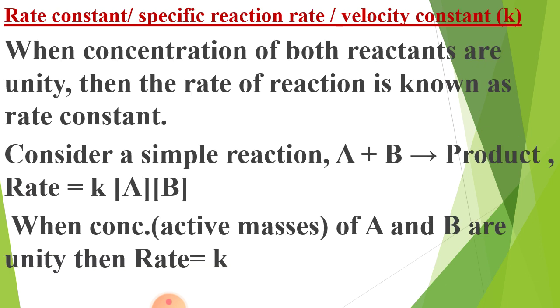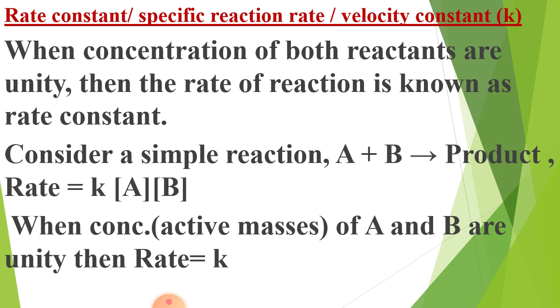Now let us start with rate constant, also known as specific reaction rate or velocity constant, that is symbolized as K. Here, when the concentration of both reactants, if the reaction is bimolecular, both reactants are unity, that means 1 is the concentration, then the rate of reaction is known as rate constant.